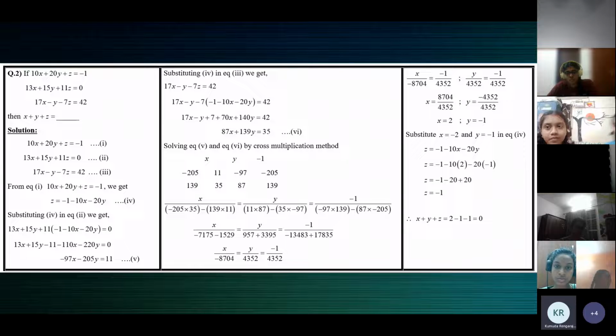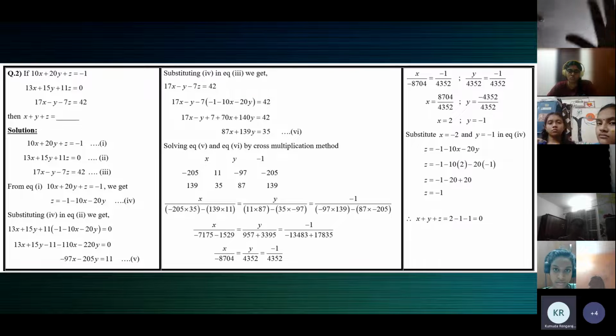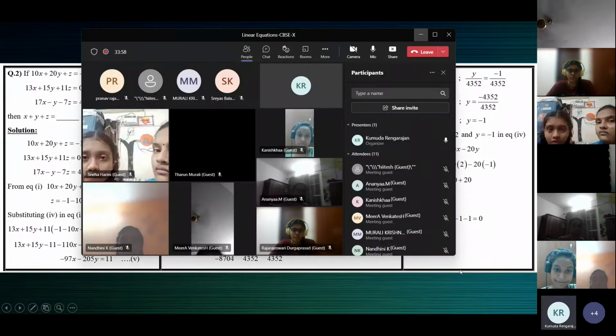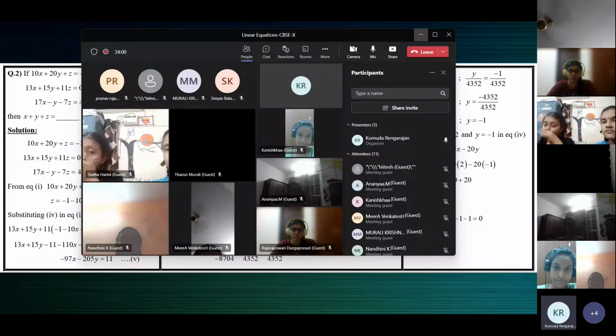In the first equation, please listen to me. X has a coefficient 10. Y has the coefficient 20. But z is just z, so its coefficient is 1. So I have written z in terms of x and y, because if you write x or y, you will get division by 10, by 20. So I chose the variable whose coefficient is 1. Are you all listening to me? Stop working. Please listen to me.